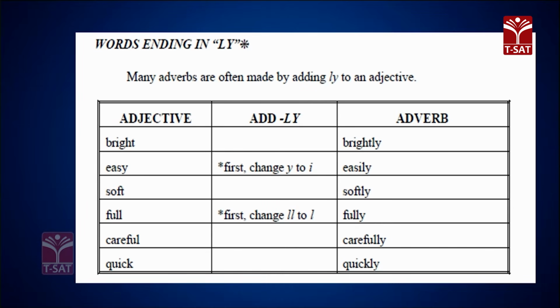You can see how an adjective is going to change into an adverb. Now, add ly. Bright, if you add ly, it is brightly. Easy, first you have to change this y to i, it is a word formation rule. So, add i and ly. Easily, soft, softly, full, fully, right. Careful, carefully, quick, quickly. So, this is something about how we can change adjectives into adverbs, right.